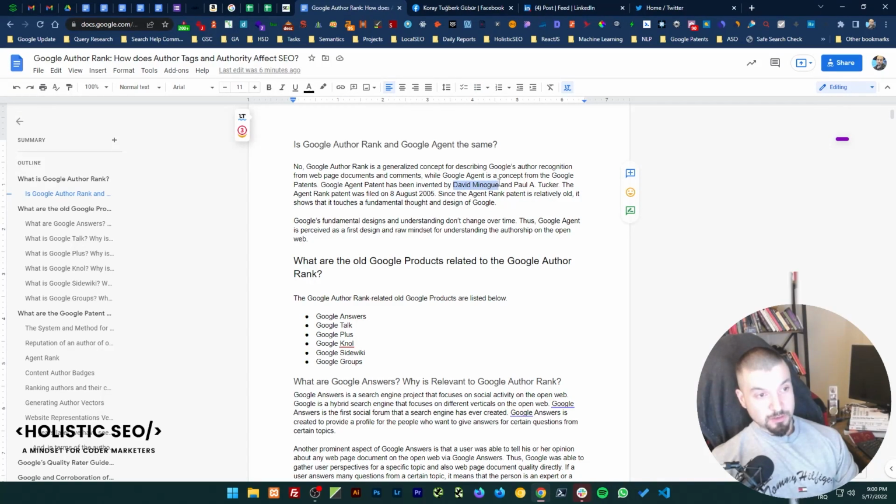And here we have two different names, David Minnock and Paul A. Tucker. They also exist in many other Google research papers and even some important meetings and interviews. That's why I have tried to write their names. The first instance here is Agent Rank, and when we say Google Author Rank, we actually take it from the history of search engine optimization.